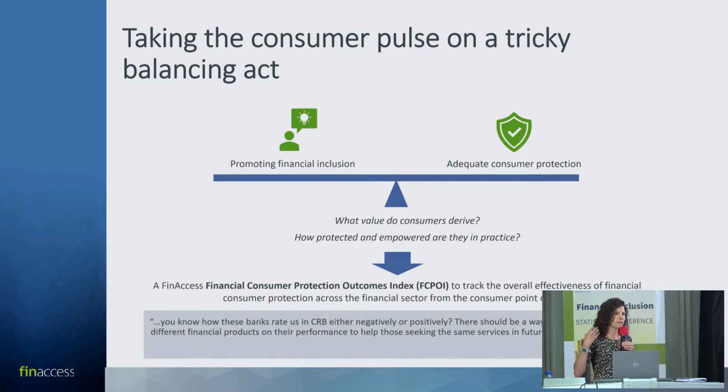So we embarked on a journey to establish a proof of concept for a financial consumer protection outcomes index, which is a bit of a mouthful. I'll call it the FCPOI from here on. So a financial consumer protection outcomes index that can track the overall effectiveness of financial consumer protection across the financial sector, and this is very important from the consumer point of view, because that is what makes FinAccess such a marvelous tool.